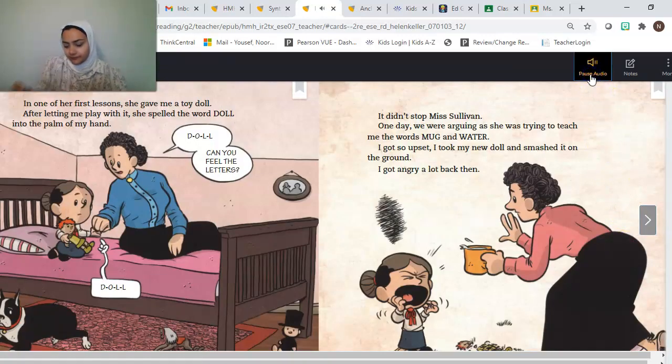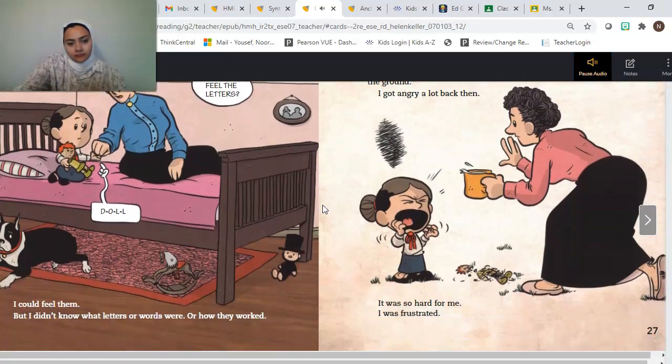In one of her first lessons, she gave me a toy doll. After letting me play with it, she spelled the word doll into the palm of my hand. D-O-L-L. Can you feel the letters? D-O-L-L. I could feel them, but I didn't know what letters or words were or how they worked. It didn't stop Miss Sullivan.